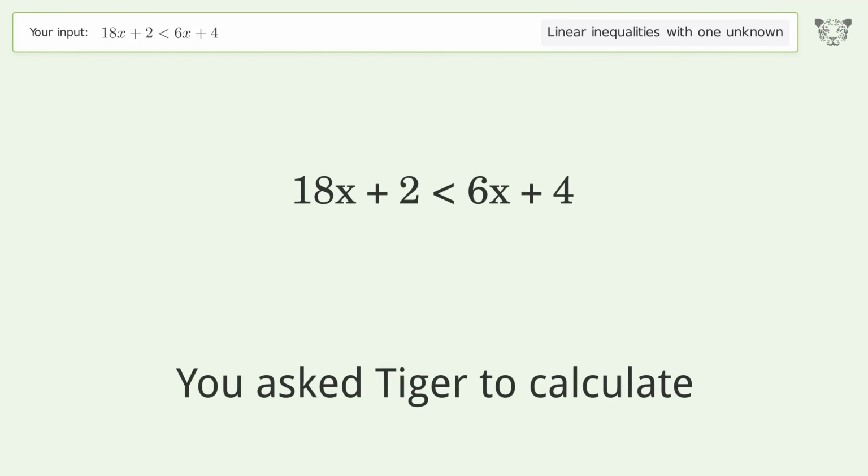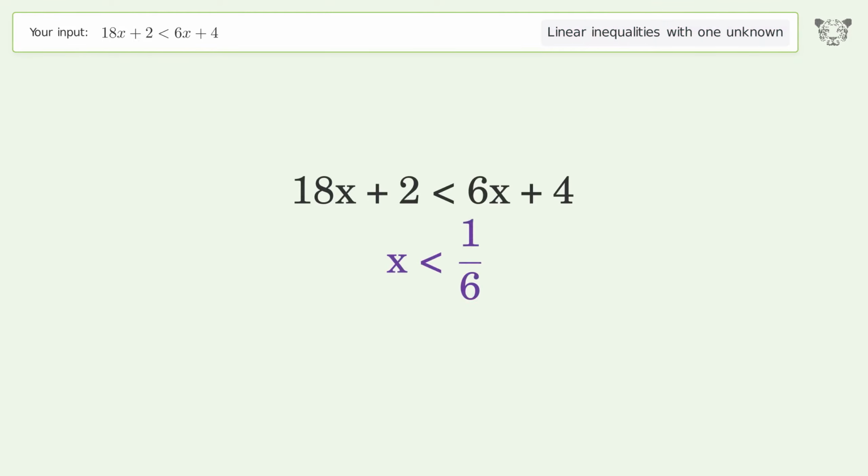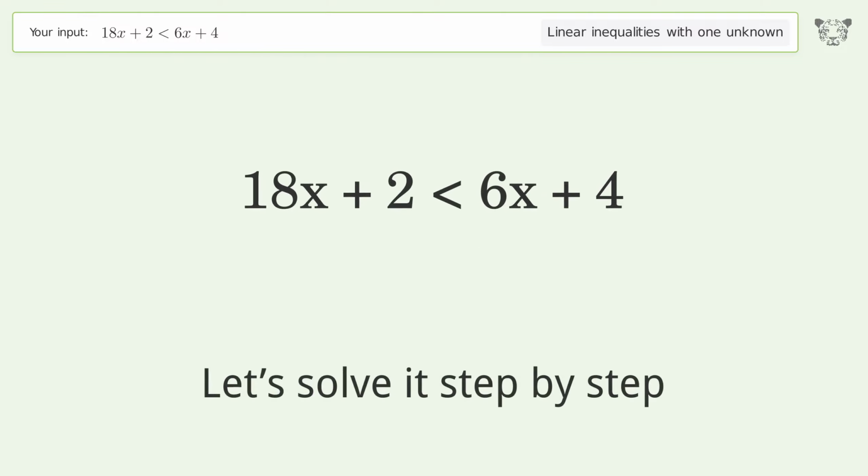You ask Tiger to calculate. This deals with linear inequalities with one unknown. The final result is x smaller than 1 over 6. Let's solve it step by step.